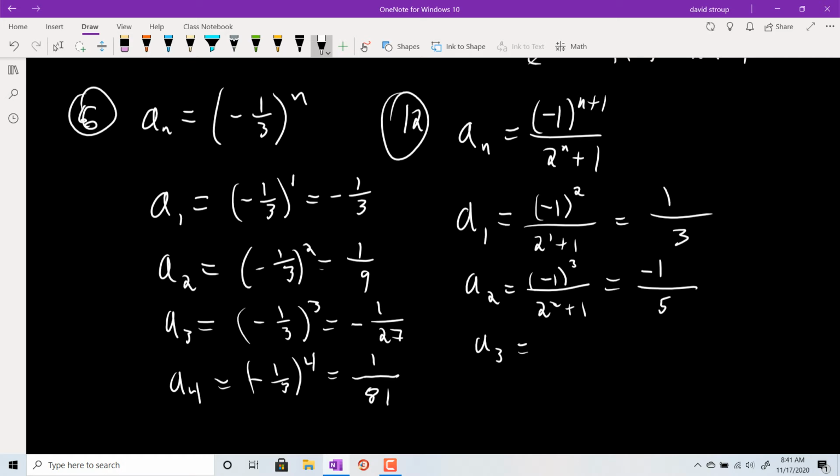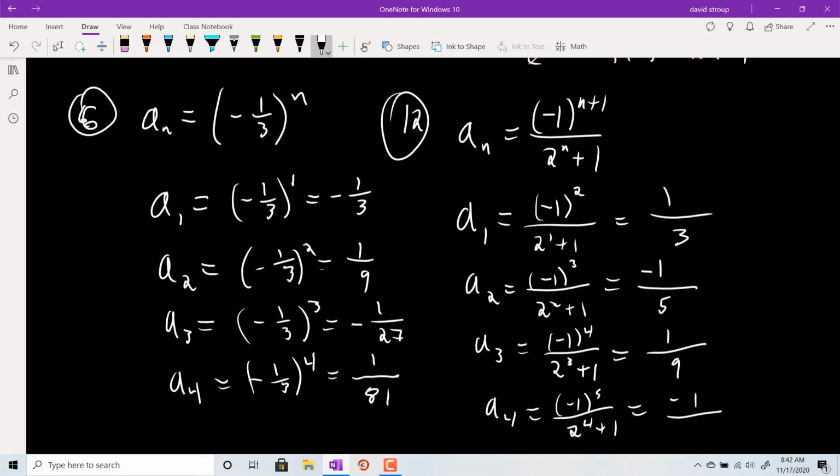A sub 3, negative 1 to the 4th, all over 2 cubed plus 1. That turns this guy positive. 8 plus 1 is 9. And then finally, a sub 4, we'll look at negative 1 to the 5th, all over 2 to the 4th plus 1, is negative 1, all over 2 to the 4th is 16, plus 1 is 17. Okay, great.